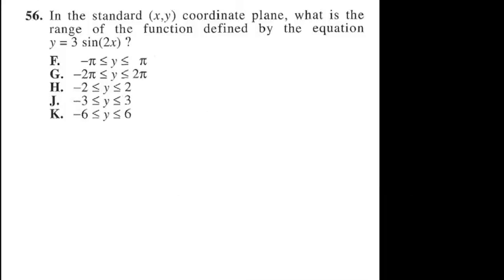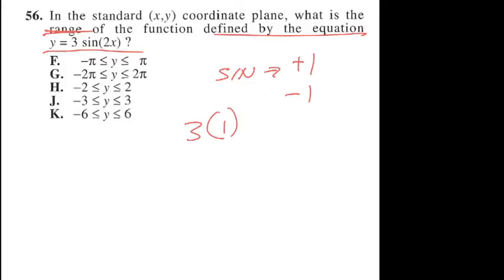56. In the standard xy coordinate plane, what is the range, the y values, of the graph defined by the equation y equals 3 sine 2x? Remember, the biggest value for sine is going to be a positive 1, and the minimum value is a negative 1. So 3 times 1 gives me a positive 3. 3 times negative 1 gives me a negative 3. So my range is from negative 3 to positive 3, or J.